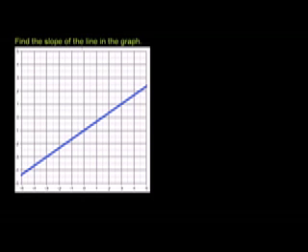Find the slope of the line in the graph. And just as a bit of a review, slope is just telling us how steep a line is. And the best way to view it, slope is equal to change in y over change in x. And for a line, this will always be constant.